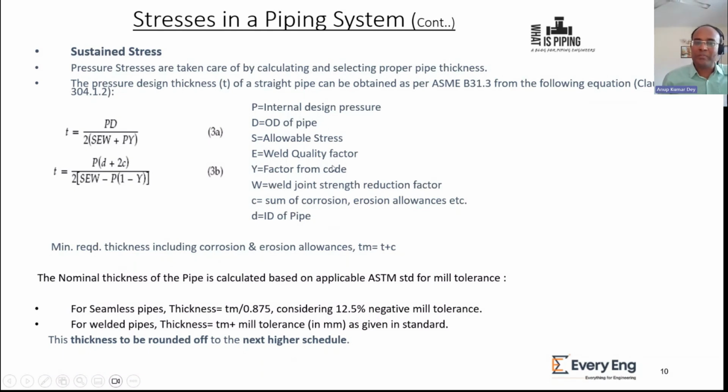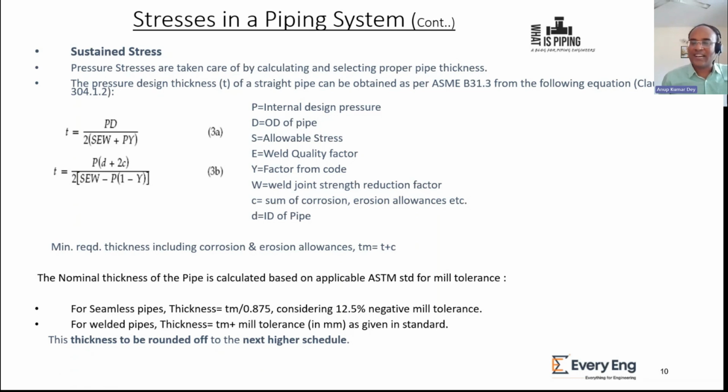Normally pipes will not be manufactured based on what you are calculating, so you have to go to the actual pipe standard and check what is the standard thickness available above your calculated value. So that value you have to select. So this thickness is to be rounded off to the next higher schedule. Pipe thickness is also known as pipe schedule. So whatever standard schedule is available, that we have to select.